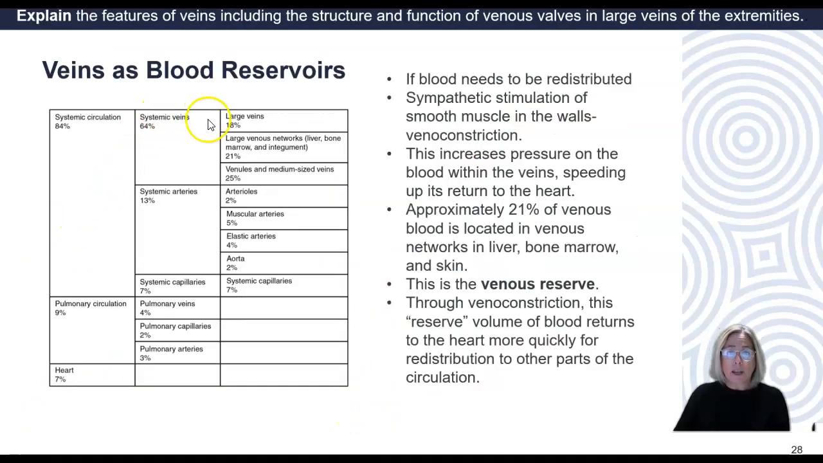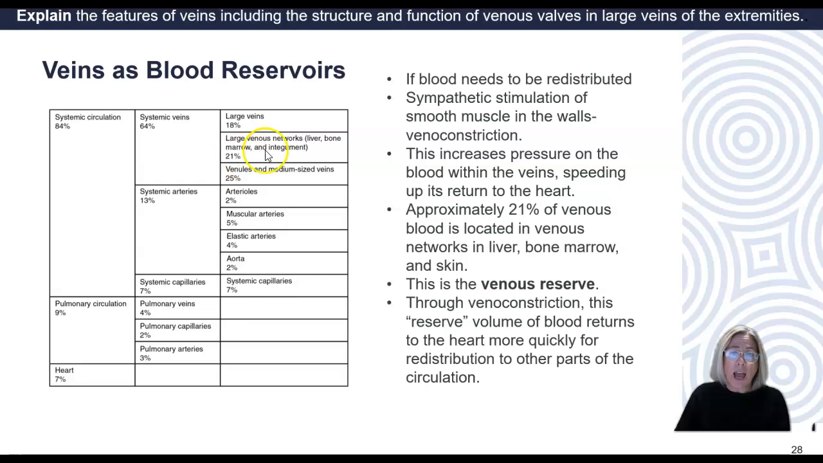If we look at how veins can act as blood reservoirs, here in this table you can see the percentage of blood that's in the systemic circulation. Predominantly in the systemic circulation, 84%, 9% in the pulmonary circulation, and 7% in the heart. Of that 84% in the systemic circulation, 64% is in your systemic veins, 13% in the systemic arteries, and 7% in the systemic capillaries. Of that 64%, 18% is in the large veins.